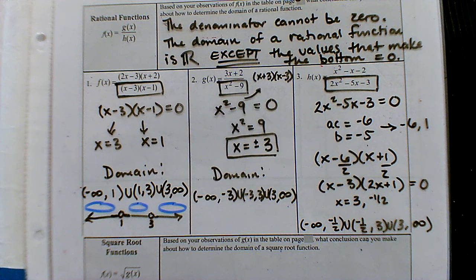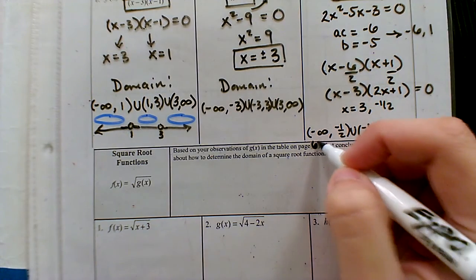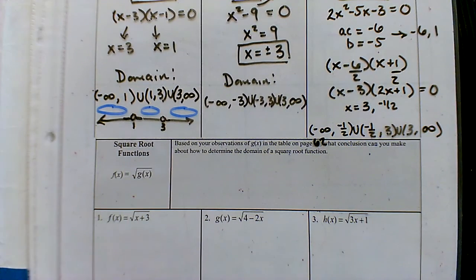Are we doing okay with rational functions? Does that make sense why we're focusing on the denominator? Okay, we can't divide by 0, so we have to figure out what those exceptions are. Alright, let's go ahead and tackle a square root. We're still going to look on page 62, so let's reference that for a second.